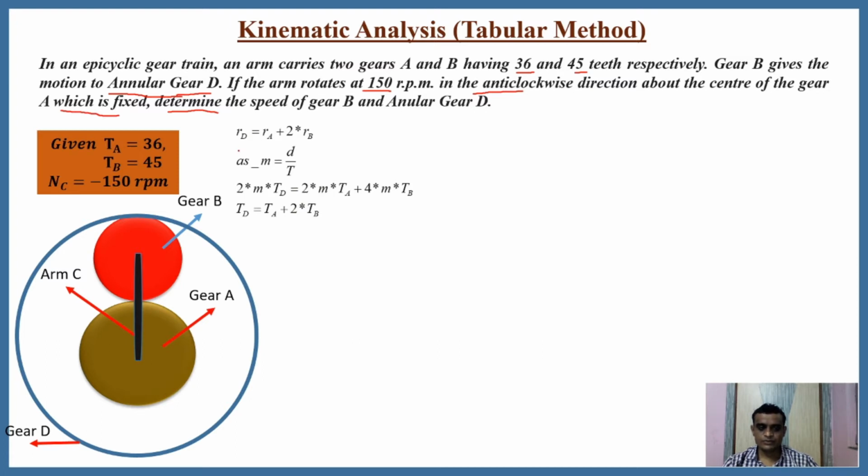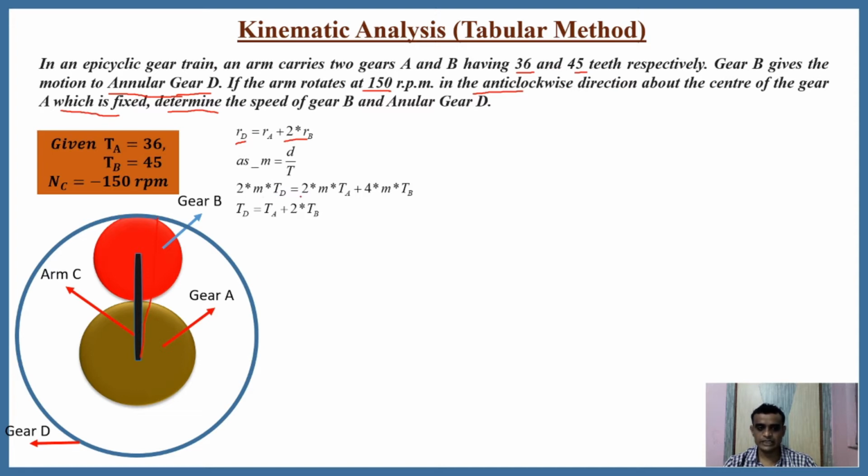Now to find out the speed of this gear D, we need to find out the number of teeth on gear D. For this, we know that the radius of gear D is equal to the radius of gear A plus the diameter of gear B, that means 2 times R_B is equal to the radius of gear D. As we know, module M is equal to D by T. That means all the gears have the same module, only then can we transmit the motion, and this satisfies the law of gearing.